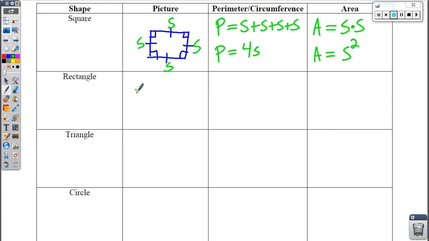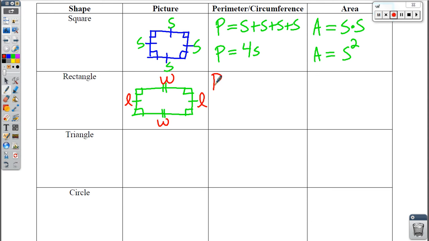If you have a rectangle, it's very similar to a square, except that not all the side lengths are the same. So those two opposite ones will be the same, and these two opposite ones will be the same. Still all the angles will be right angles, but not all four sides are the same. So we'll call one of them length and one of them width. Since the opposite ones are the same, I'll label those as L and W as well.